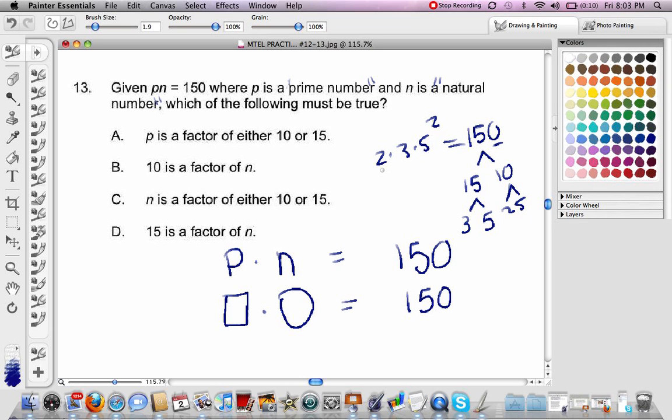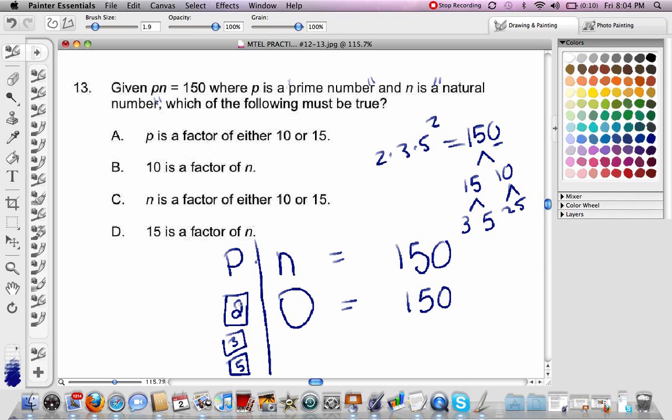So, if I'm looking at distinct prime numbers, 2 could be a distinct prime number. Another distinct prime number is 3, and another distinct prime number is 5. Draw my little line here.